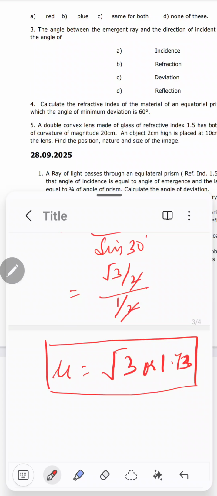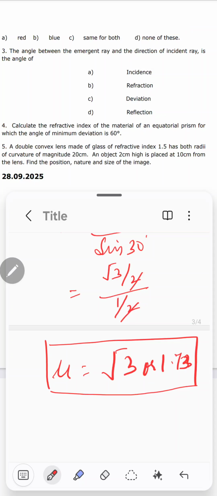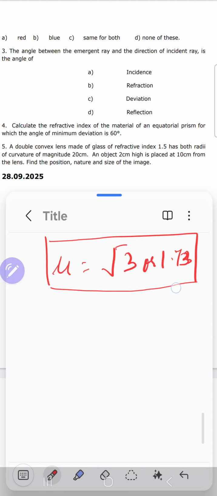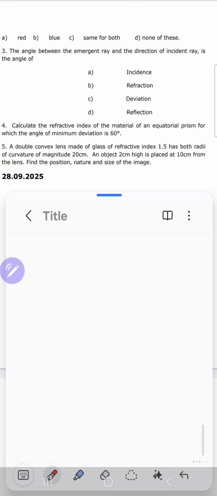Question number 5 is: a double convex lens made of glass of refractive index 1.5 has both radii of curvature of magnitude 20 centimeter. So here we have a double convex lens and both the radii of curvature are given. Refractive index here is 1.5 and both the radii of curvature are 20 centimeter.